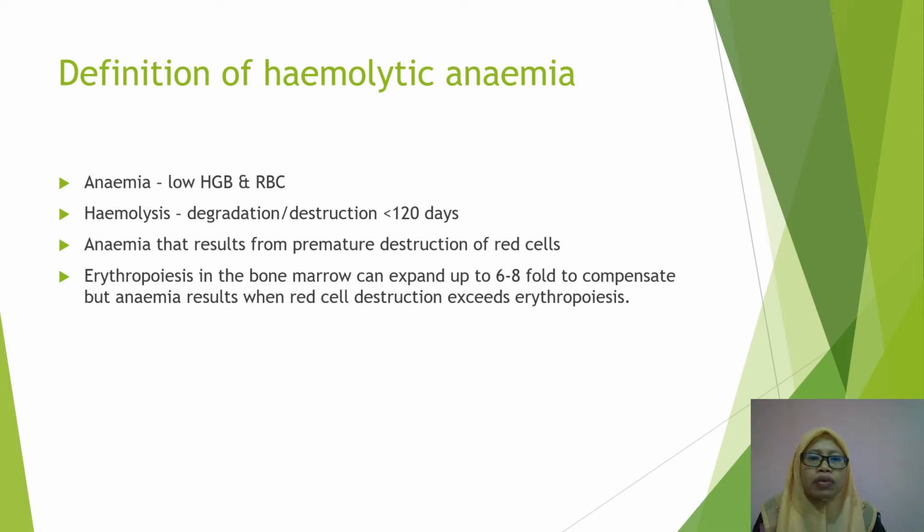Okay, before we go further, we need to know the definition of hemolytic anemia. Anemia is actually a condition of low hemoglobin and red blood cells. So when the red blood cell and hemoglobin are lower than the normal range, it is considered anemia. So what is hemolysis? Hemolysis is actually a degradation or destruction of red blood cells before the red blood cells reach 120 days. So when we combine the words, hemolytic anemia is actually a condition of low hemoglobin and RBC that results from premature destruction of red blood cells.